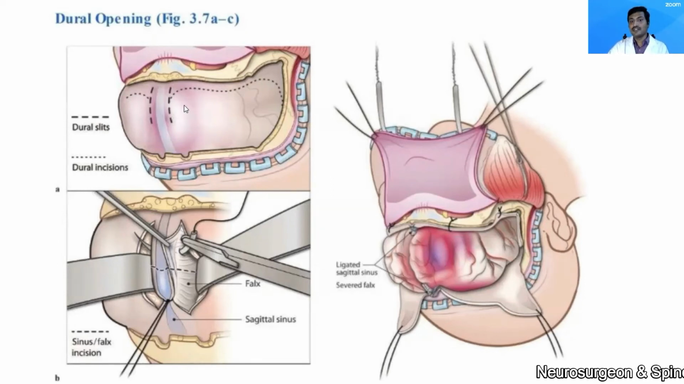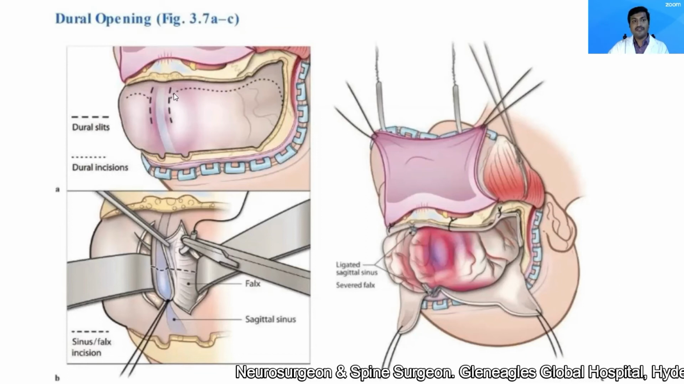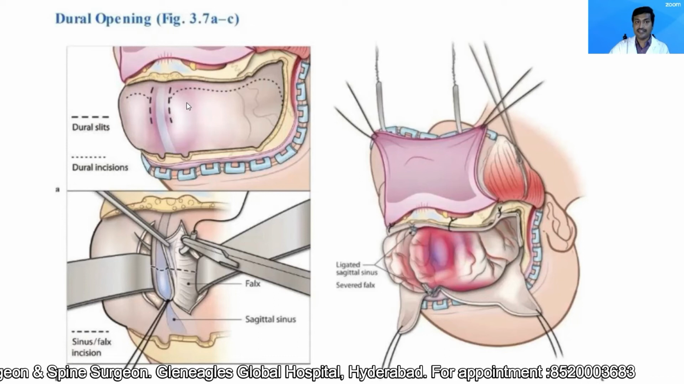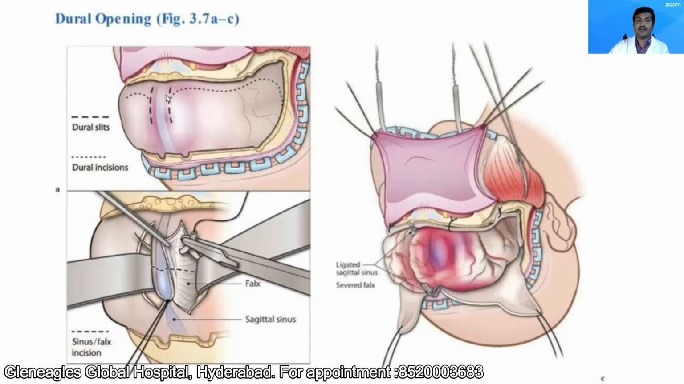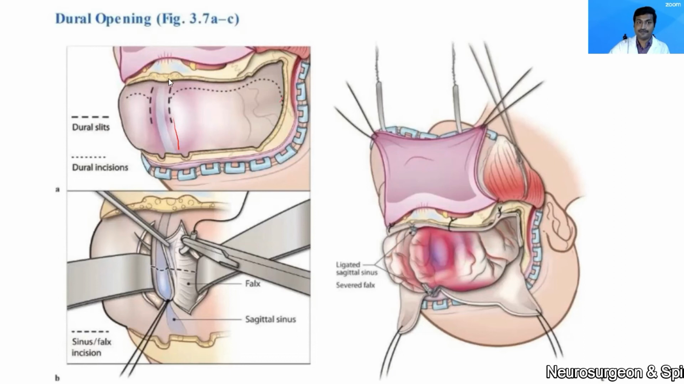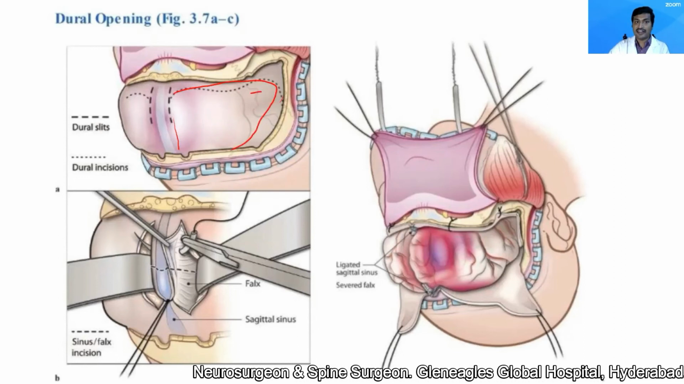Now, you open up the dura mater. If you have no intention of cutting the superior sagittal sinus, you can flap the dura on either side, with the flap based on the midline. This is the midline, which is the flap. I'm opening the dura on either side and reflecting it medially.